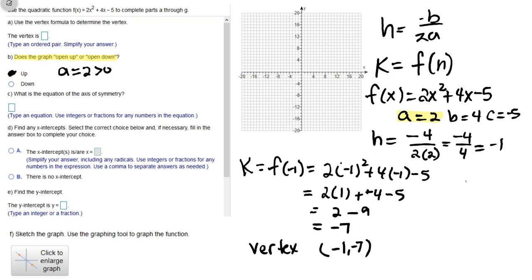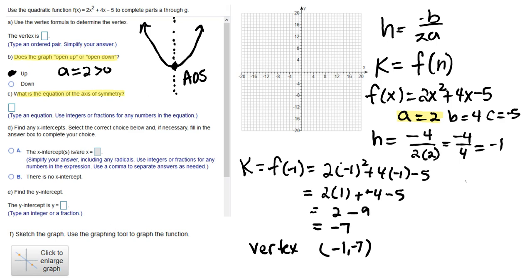The next part says, what is the axis of symmetry? When we have a parabola, it looks something like this. The parabola has a vertex, and then there is an imaginary vertical line that goes through that vertex. And that imaginary vertical line is the axis of symmetry.